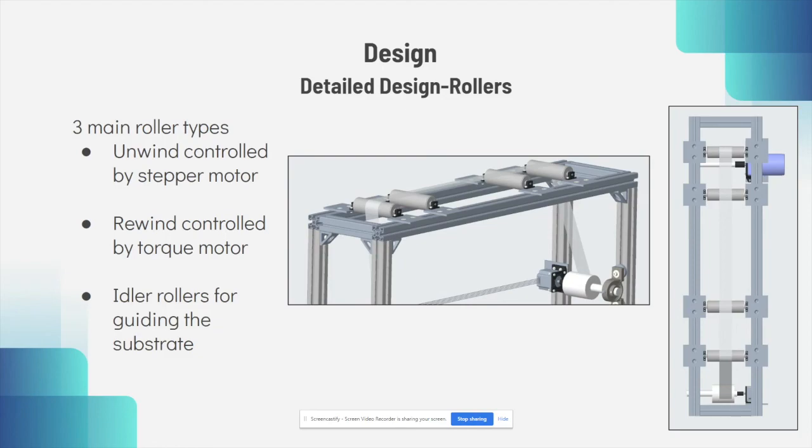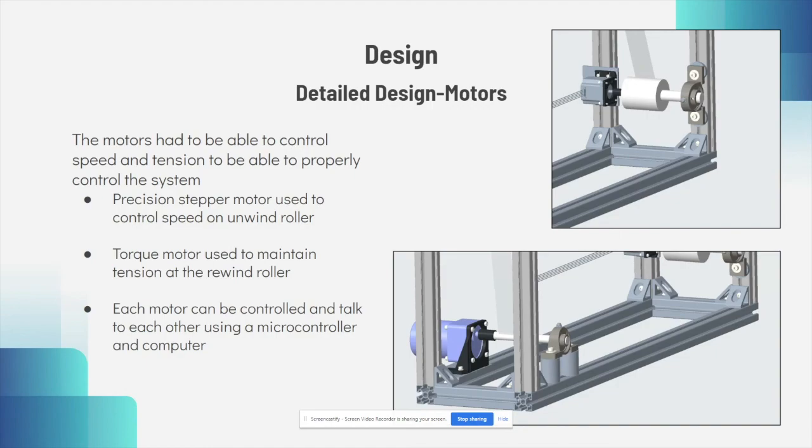There are three main types of rollers used in this design. The first roller is where the unused PET substrate is mounted. This is called the unwind roller. A stepper motor controls this roller to allow for control over speed of the substrate. The last roller in the system is where the finished product is collected and re-rolled. This is driven by a torque motor to control the tension of the system. Between these two rollers are idler rollers that are not motorized and help to guide the substrate through the machine.